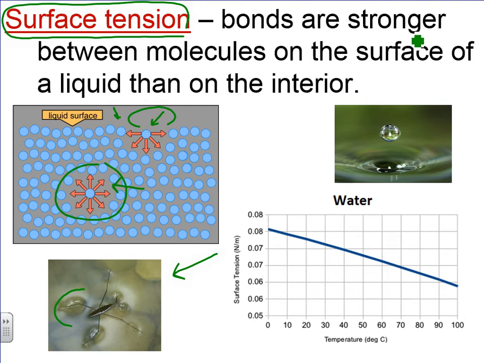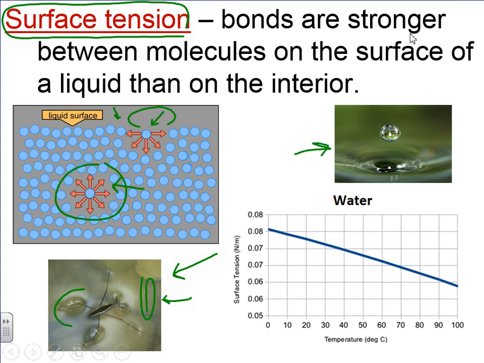You can also do the same thing with a little paper clip. If you're careful, you can actually float a little paper clip on water. Even though the paper clip is made of steel, which is 7-8 times more dense than water, because of the surface tension, the water can actually hold it.